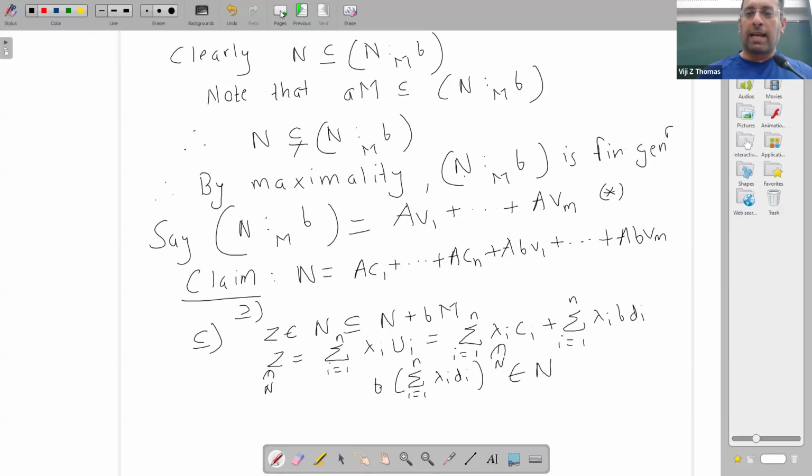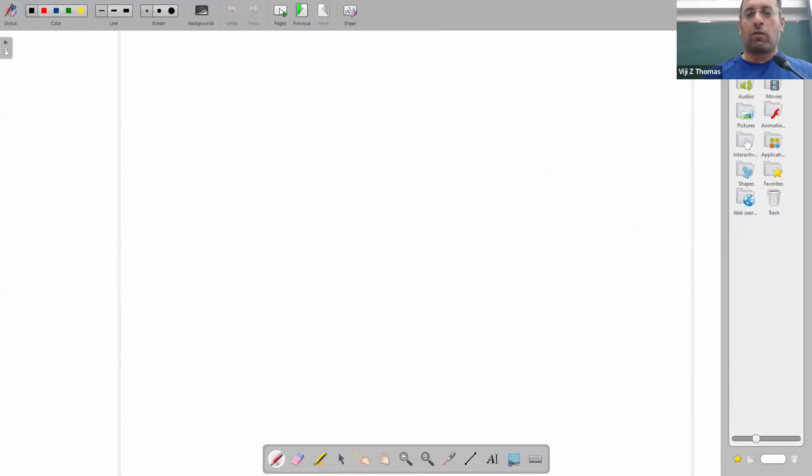Now let us next plus. So what have we written? I'll rewrite what we had written earlier: B times summation i equal to 1 to n lambda i d_i, where d_i belongs to N, is what we have written. Now what can you say? Even till here, everything happens the same way as yesterday, if you remember the proof from yesterday. Till this point, everything is the same.